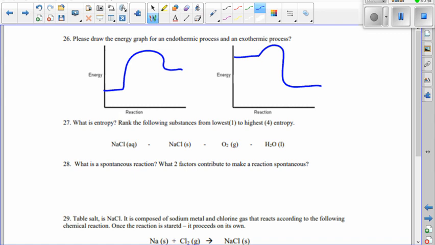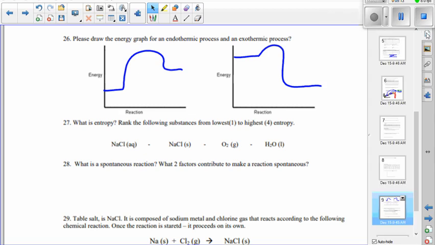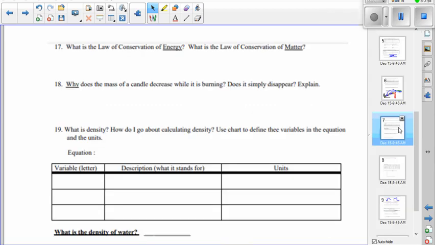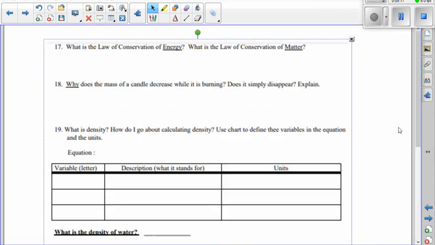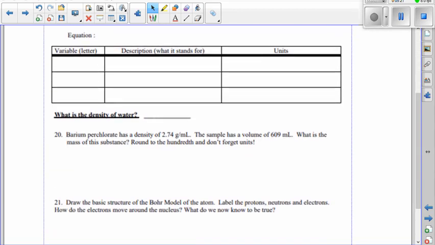Mr. Williams, on number 20, I need some help just getting that started. Number 20. Oh yeah, I haven't forgotten. We'll get to your question after this. Okay, number 20.